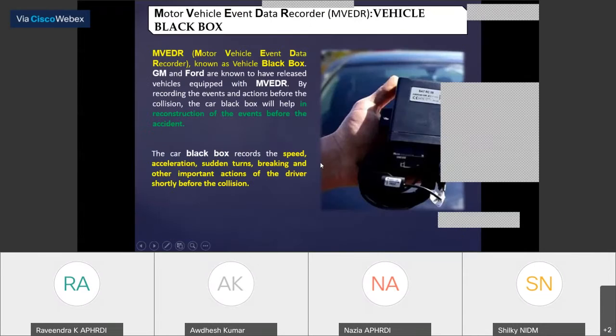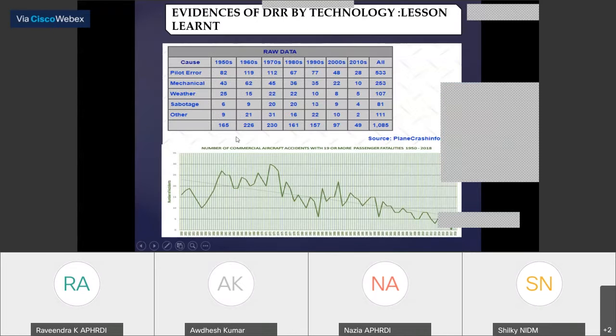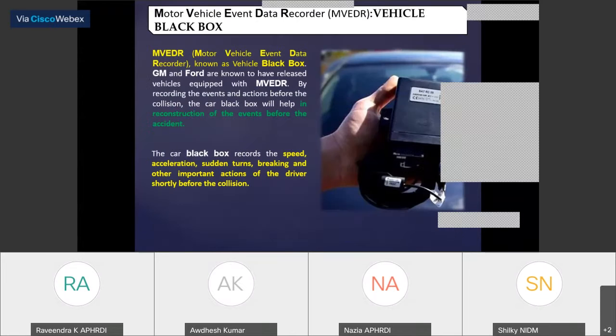This was data, by the way, from 1950 to 2018. So it is showing a good picture from the lessons learned. Now the same technology is implemented in the motor vehicle event data recorder, MVEDR, which is the black box of the car. You can see in this image, the black box of a car.